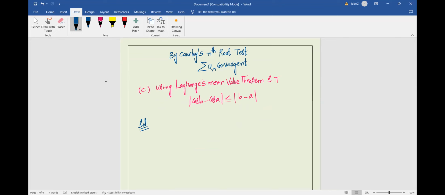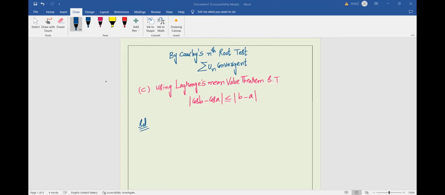So the solution is here. Actually, we should know the statement of Lagrange's mean value theorem here. What is the statement? f of x is continuous in closed interval a comma b. f of x is differentiable in open interval a comma b. And then there exists a point c belongs to a comma b such that f dash of c is equal to f of b minus f of a by b minus a.